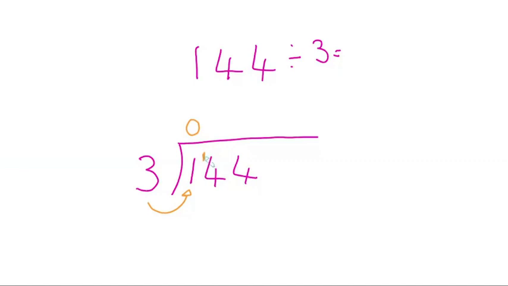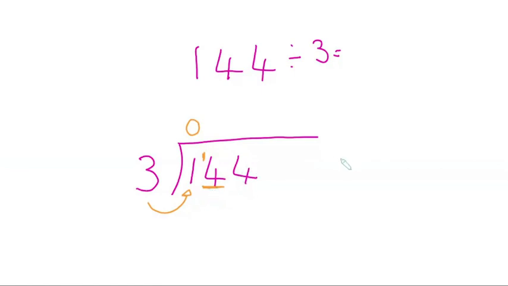We haven't used the 1, because the answer was 0. So the 1 pops right next to number 4. This number is now number 14, okay? How many times does 3 go into 14?